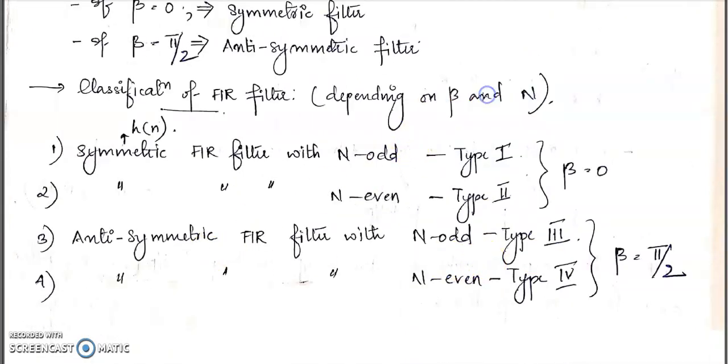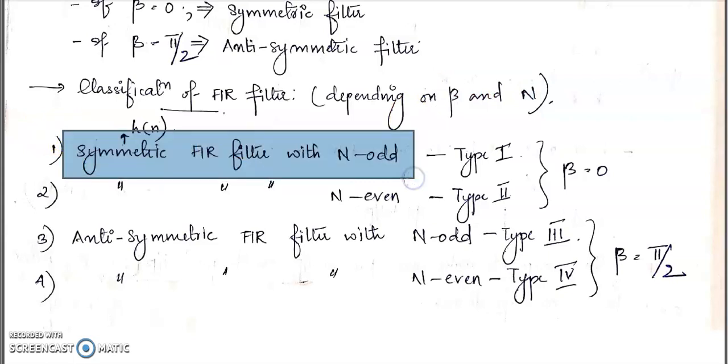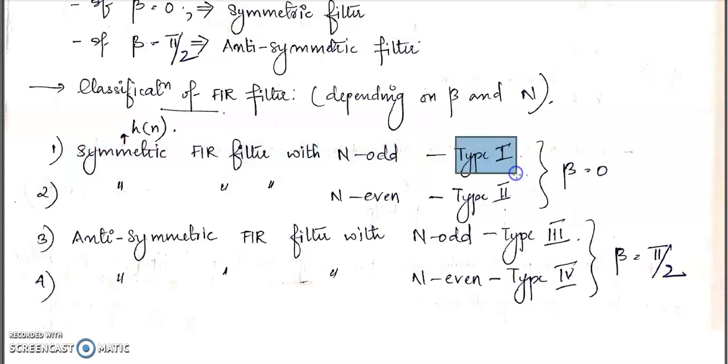The first category is the symmetric FIR filter with N odd, that is, the number of filter coefficients is odd. That is termed as type 1 filter. The next one is the symmetric FIR filter with N even, and it is termed as type 2 filter. These come under the category of symmetric filter, so here beta is equal to 0.